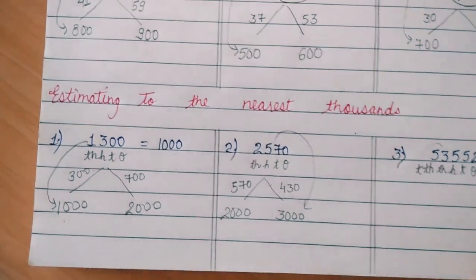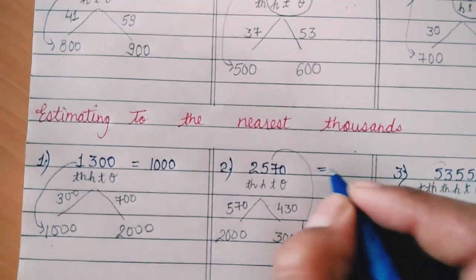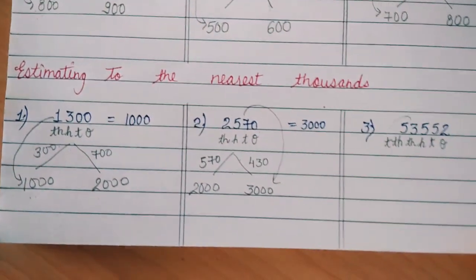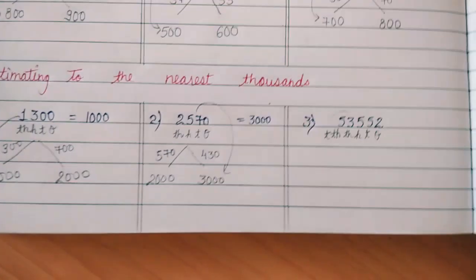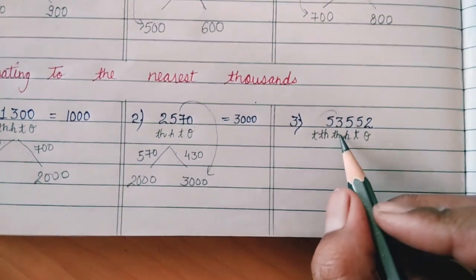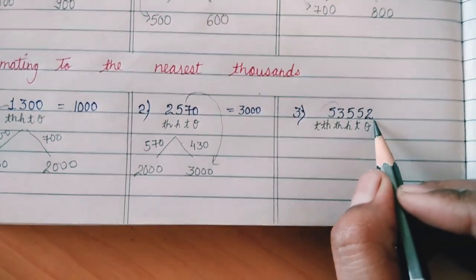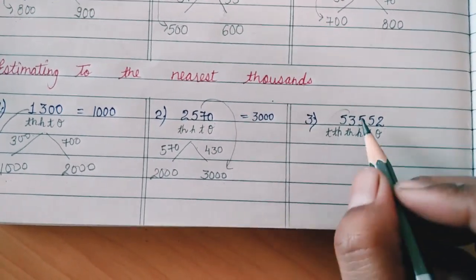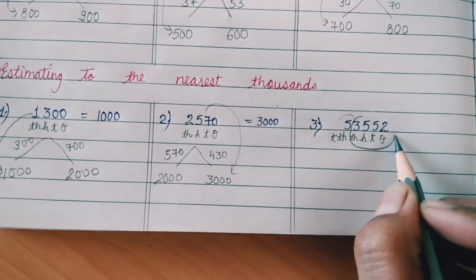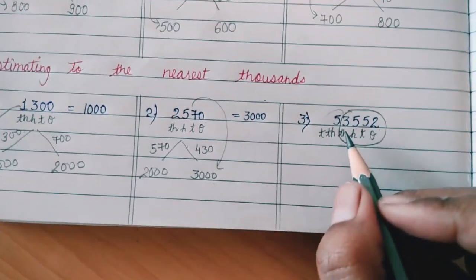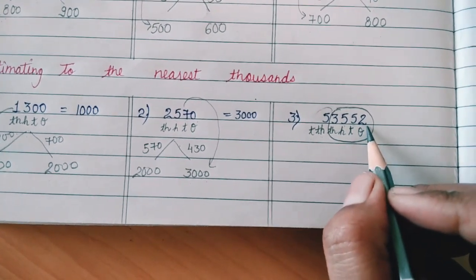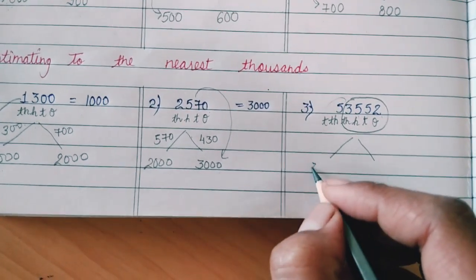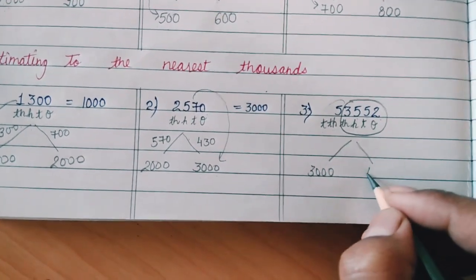So our 2570 will change into 3000 after estimating it to the 1000 place. Now the last one is 53,552. Its largest value is on the 10,000 place, so we will choose till the 1000 place, and the 1000 place is 3,552. Now 3,552 is coming in between 3,000 and 4,000.